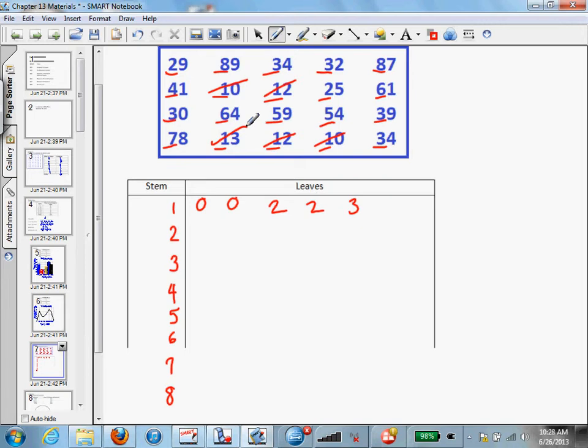Okay, now if we look at 2, we have a 9 and a 5. With 3s, we have 30. We have 32. We have 34. We have another 34. And we have 39.